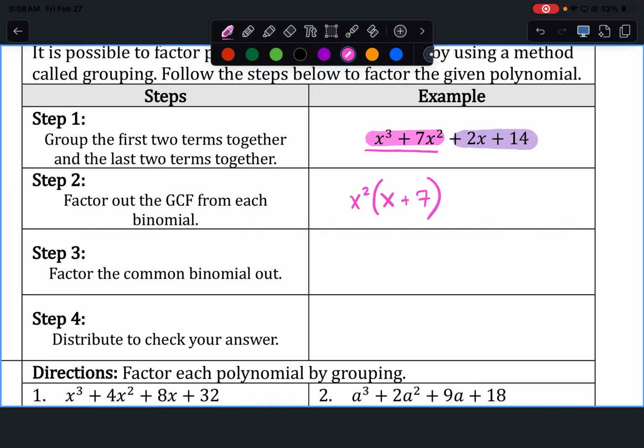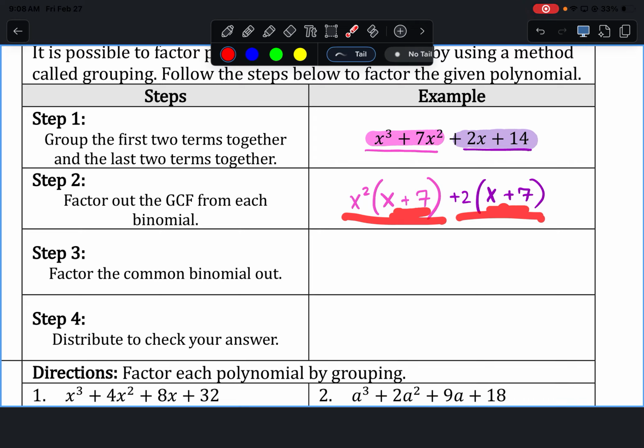Okay, now we're going to look at the second half of this, which is 2x plus 14. What is the GCF of 2x plus 14? 2. And it's positive 2. Okay, what is 2x divided by 2? X. What is 14 divided by 2? 7. Now, what do you notice about these 2 pieces? What's happening inside there? What do you notice about that?